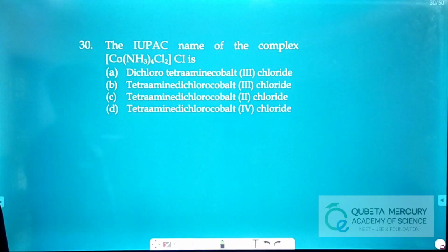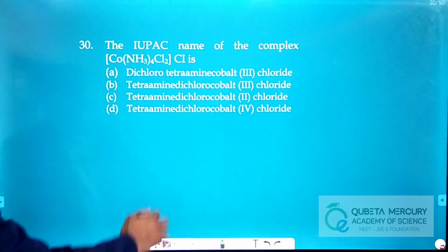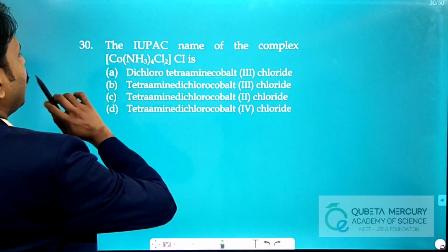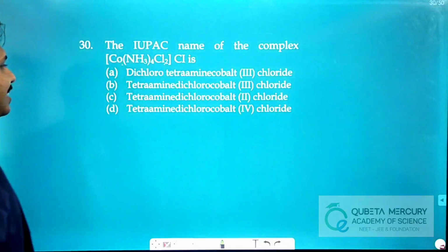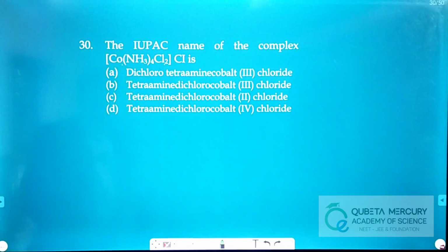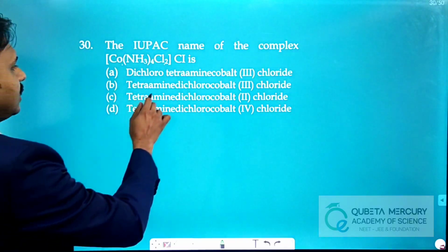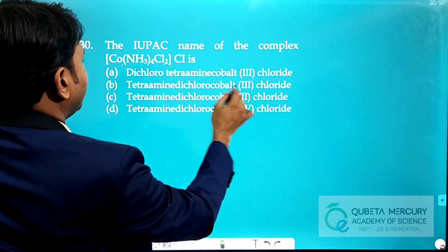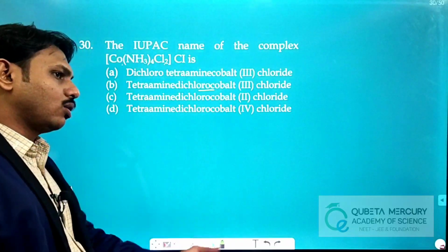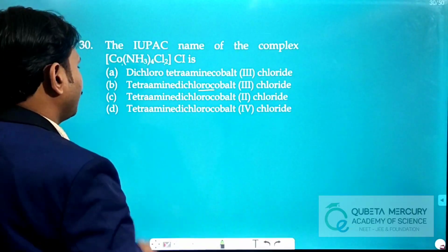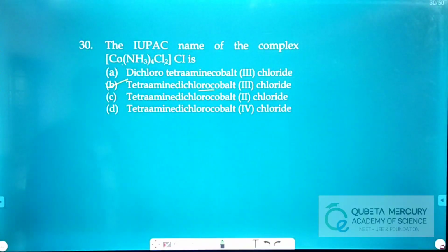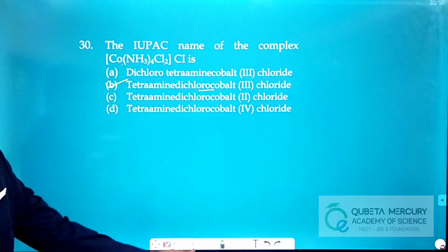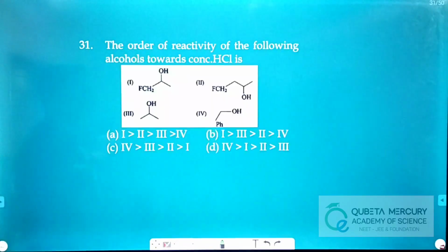Now, the IUPAC name of the complex [Co(NH3)4Cl2]Cl is tetraamminedichloridocobalt(III) chloride, right? Tetraamminedichloridocobalt(III). Yes, you can use chloro or chlorido. Chlorido is the best, that is usually preferred. So tetraamminedichloridocobalt(III) chloride. B is the right option. Okay, a direct question on coordination nomenclature.